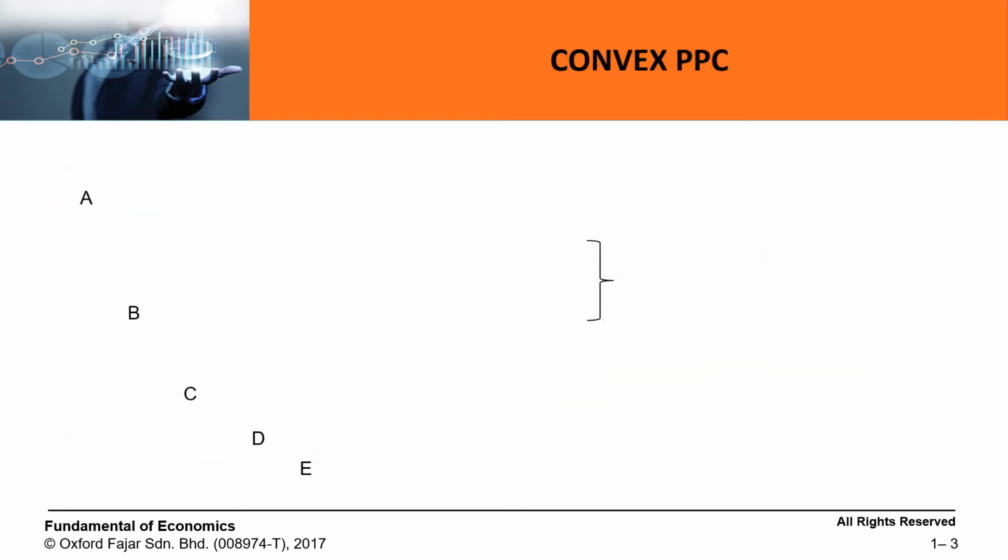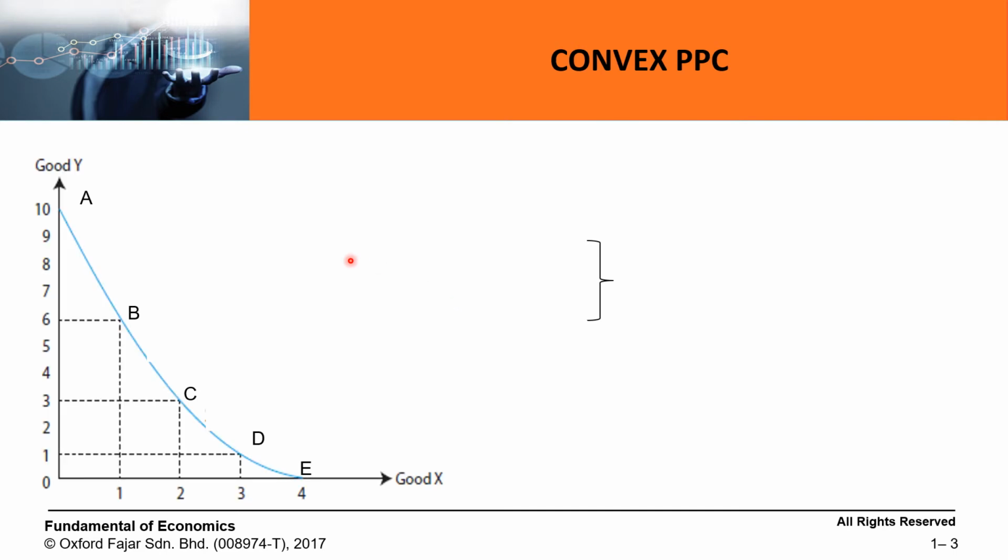Next, kita lihat the second shape of PPC, which is convex PPC. Okay, so convex PPC ni the reverse of concave PPC lah. Kalau concave PPC dia bowed out, so yang ni bowed in. Okay, dia mencengkung, kan? Okay, that's why kita dapati bentuk graf kita sebegini. Okay, masih lagi produce two types of good, which is good X and good Y, with the 5 limited choices.